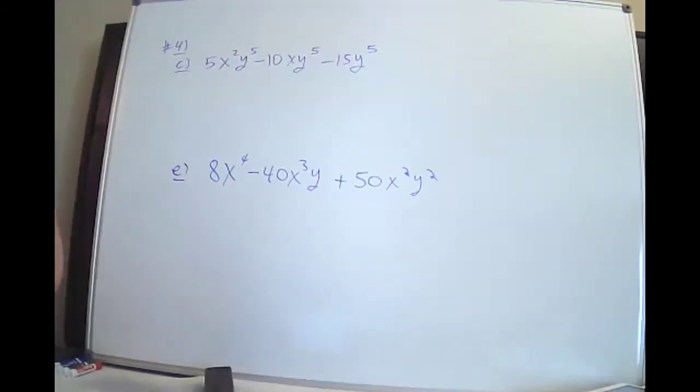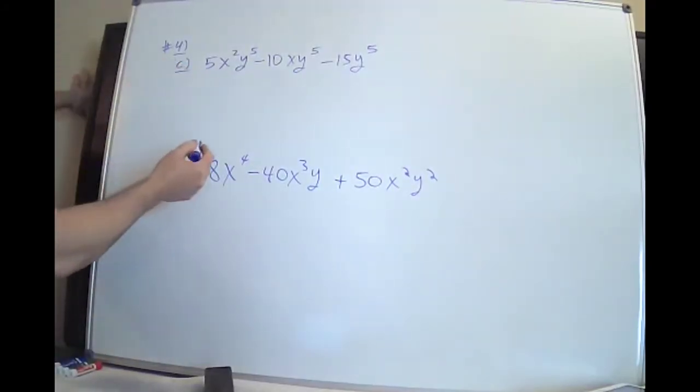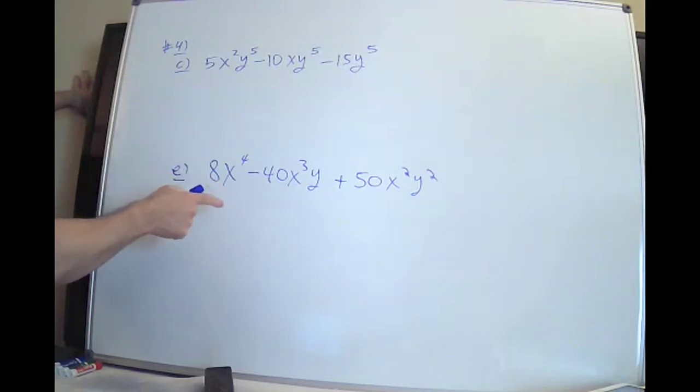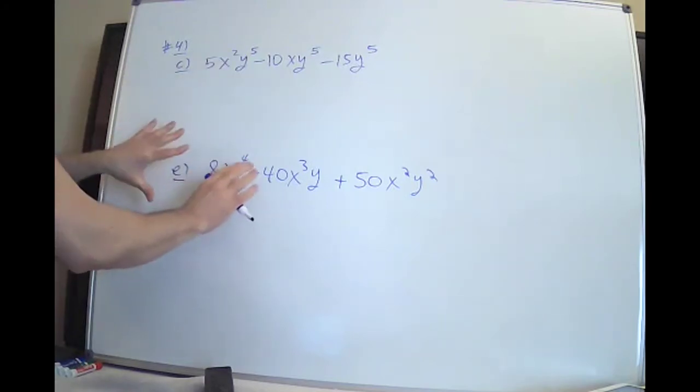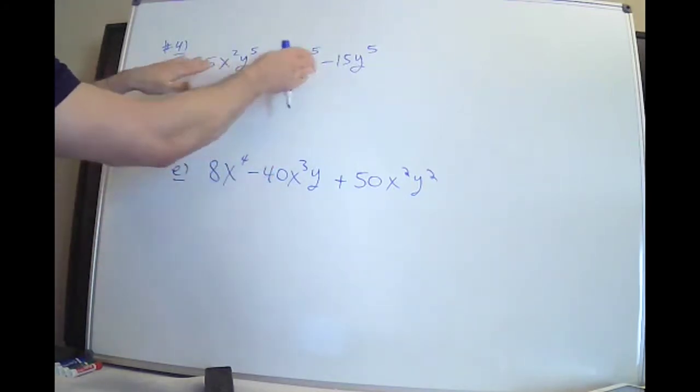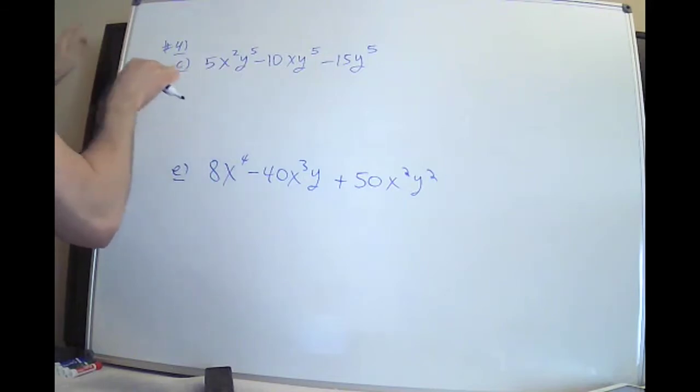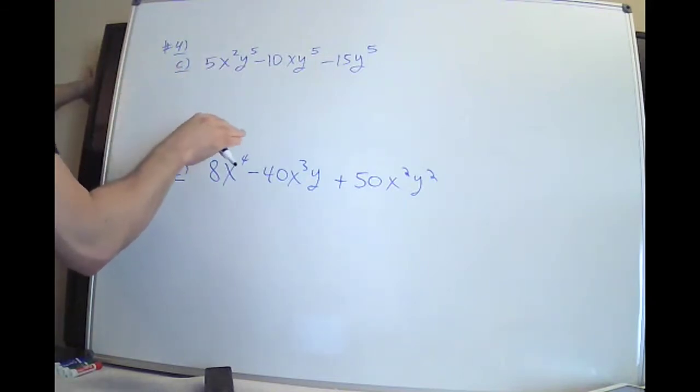All right, so we're doing 2 more from the sheet. I'm doing 4C and E. These are type 5. Both of these have common factors that have to be removed. And then once I do that, I'm going to look at what's left over and keep factoring.